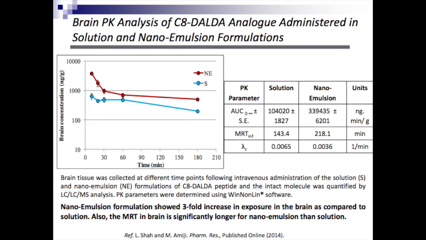This is the intact peptide that's basically quantified using this LC-LC-MS method, and we can see that the nano-emulsion gets us more of the peptide into the brain. And again, using brain pharmacokinetics, we see a threefold increase in the AUC in the brain with the nano-emulsion compared to the solution form.